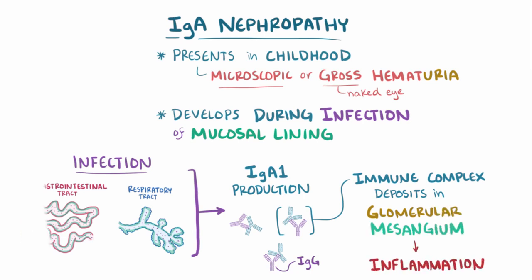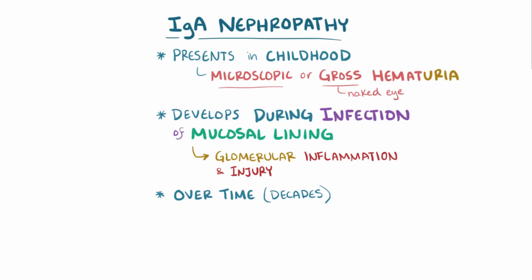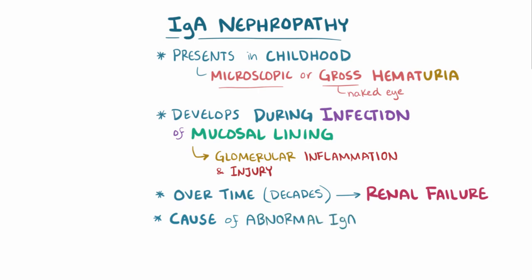With each mucosal infection, the glomeruli undergo inflammation and injury. So over time, on the scale of decades, individuals may slowly progress to renal failure. The exact reason why the abnormal IgA1 forms in the first place is unclear, but genetic factors likely play an important role.